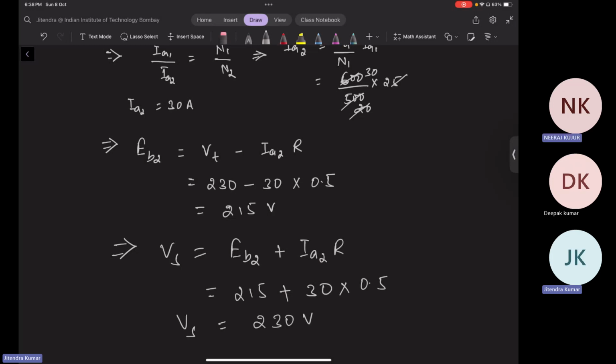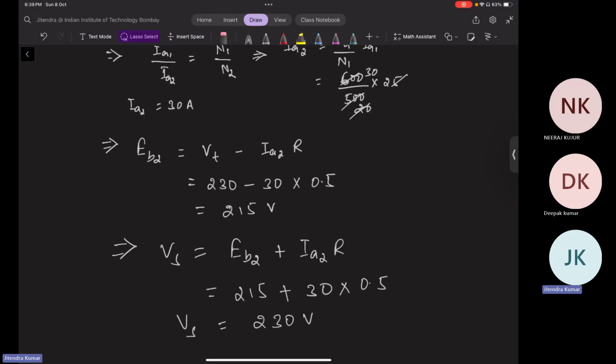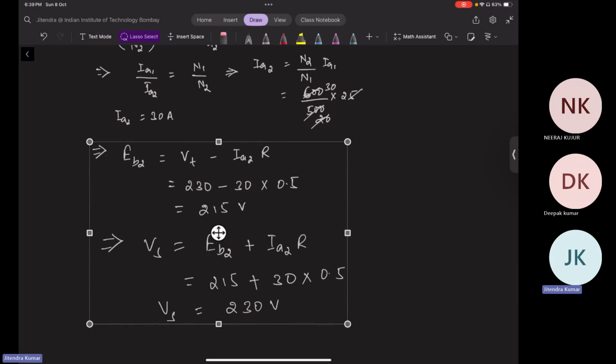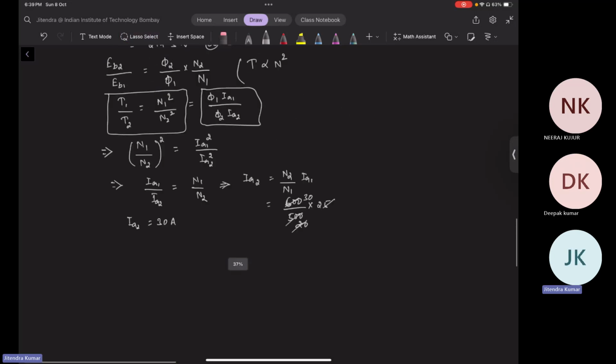Sir, there is a mistake in this question, we are changing the V. Yeah, for calculating EB2, we have taken V to be 230. Yes, yes, yes. So this is not the correct way to calculate EB2. Yeah, you got it right. So when we are assuming that VT is the same, then there is no point in calculating that. So what is the approach?